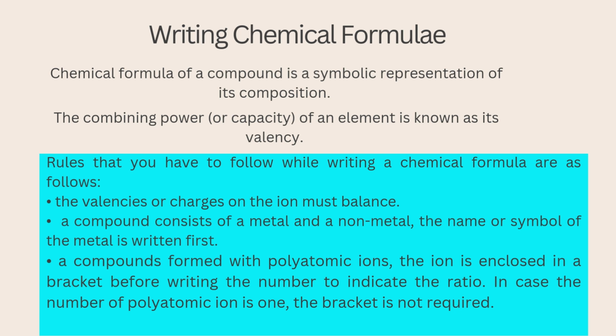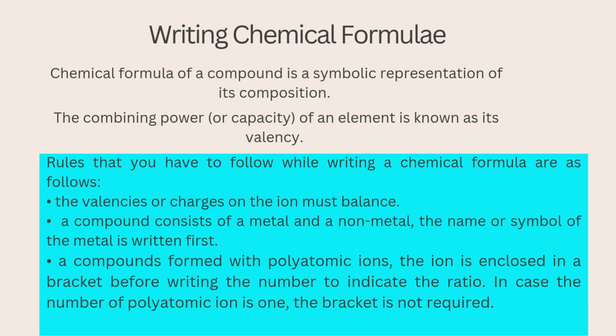Here we are going to discuss how to write the chemical formula of a compound. A chemical formula is a symbolic representation of a compound's composition. The combining power of an element is known as its valency. While we are writing the chemical formula, we should follow some rules. The first rule is that the valencies or charges on the ions must balance.